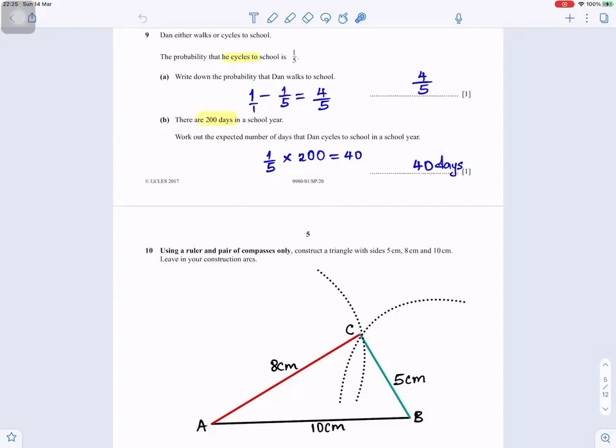Question number 10. Use a ruler and a pair of compasses only. Construct a triangle with sides 5 centimeters, 8 centimeters, and 10 centimeters. Leave in your construction lines. So we draw the 10 centimeter side, and then we open the arc of the compass and draw the 8 centimeters. Open it to 8 centimeters and start from A and draw it. And then open the compass 5 centimeters and put it at B, and you draw it. So you get the arcs. Those are the arc lines you can see there.